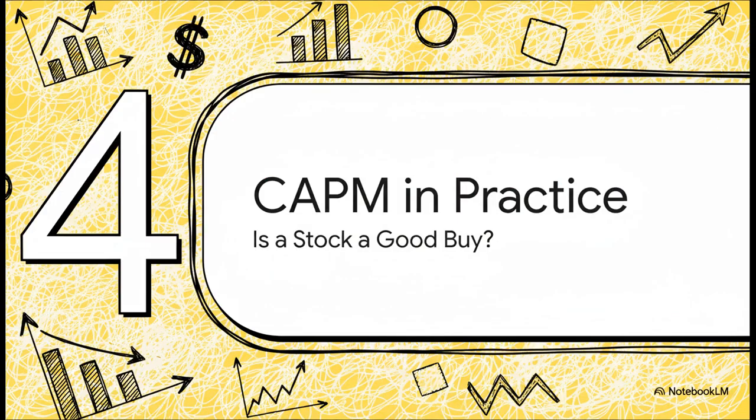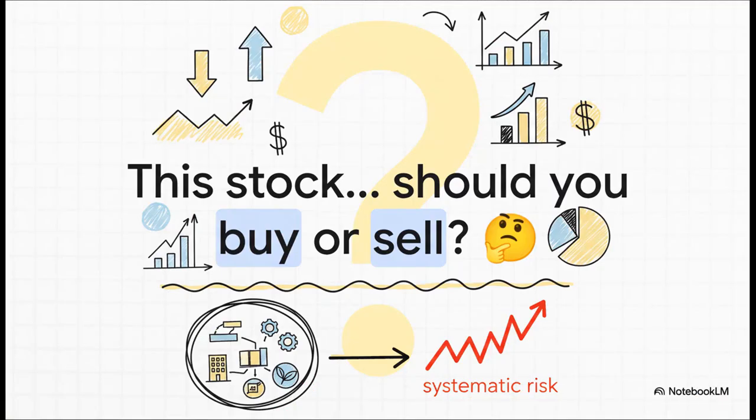Okay, theory's great, but what's the point, right? So now let's get to the fun part. How does this actually work in the real world? How can you use this SML thing to figure out if a stock is a good buy? So, imagine you're looking at a stock. You do your homework, you figure out its beta, and you make your own prediction about its future return. Now what? Well, the SML gives you the benchmark. It tells you, for that level of risk, here's the return the market should be giving you.